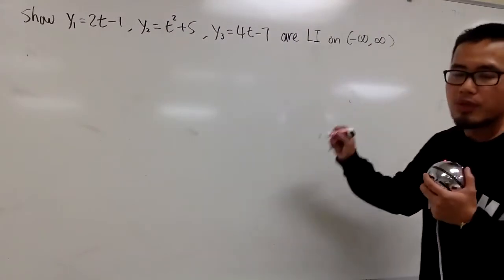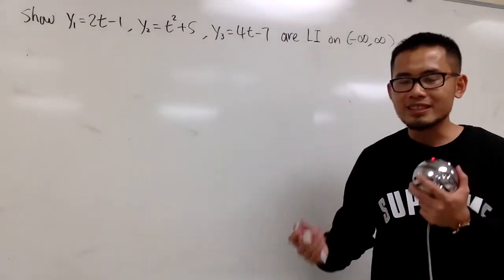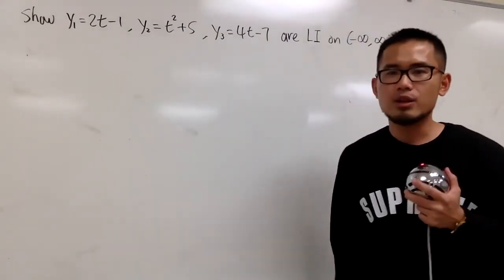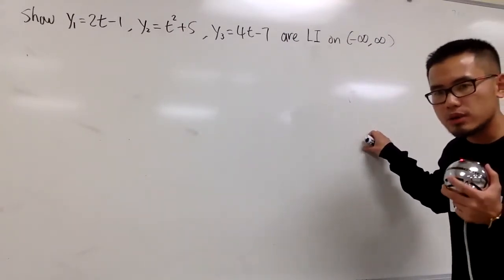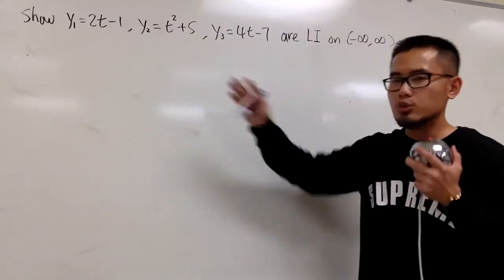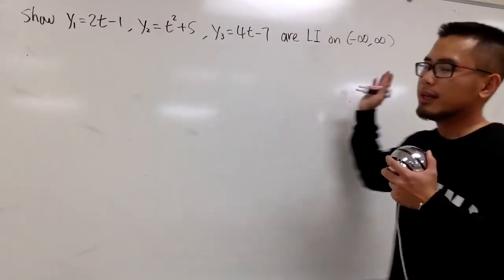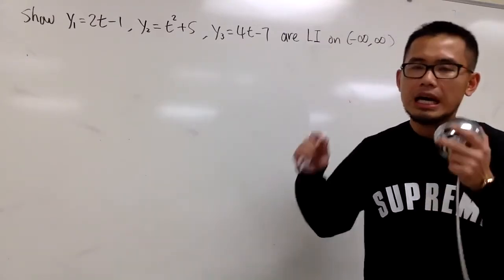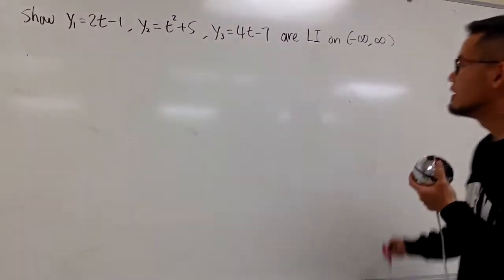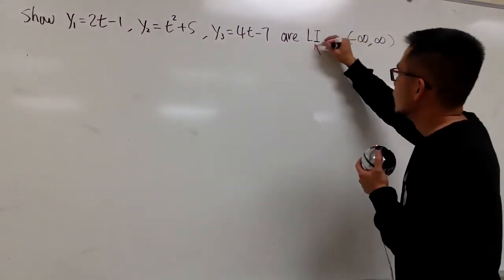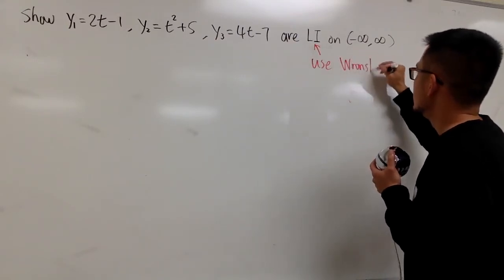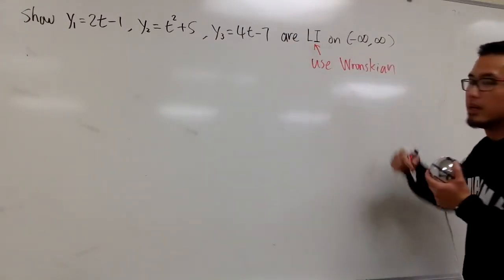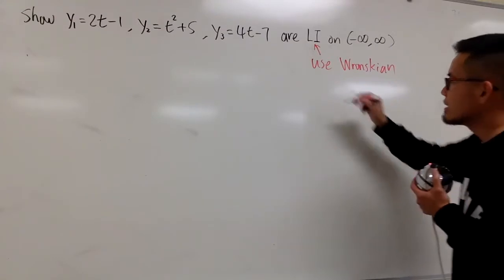And this way only works if you want to show something is linearly independent. Once again, this way only works if you want to show three general functions to be linearly independent. We are going to use what we call the Wronskian. And here's the notation for that.